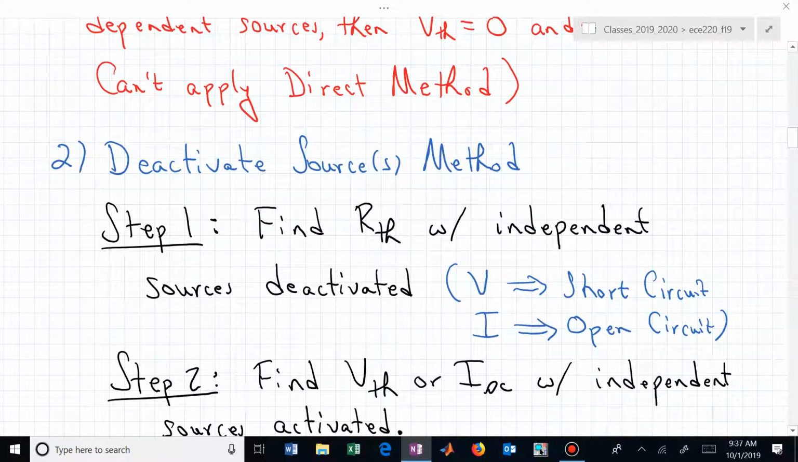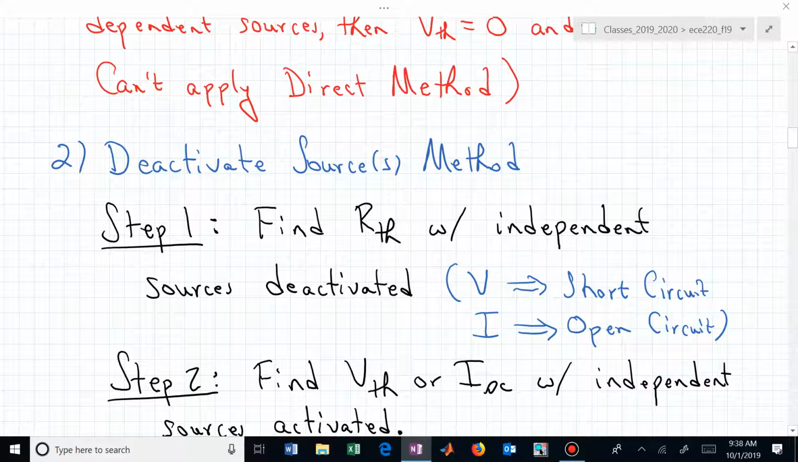The second method, and we'll go through an example of this shortly, is the method that we call Deactivate Sources. In this method, we set all the independent sources to 0. And we need to be comfortable with that. If we had voltage sources, we replace those with a wire. If we have current sources, we open those up. And now we try to find our Thevenin under those conditions. We look at terminals A and B, and what's the resistance between those two terminals? That's what we did on the exam.